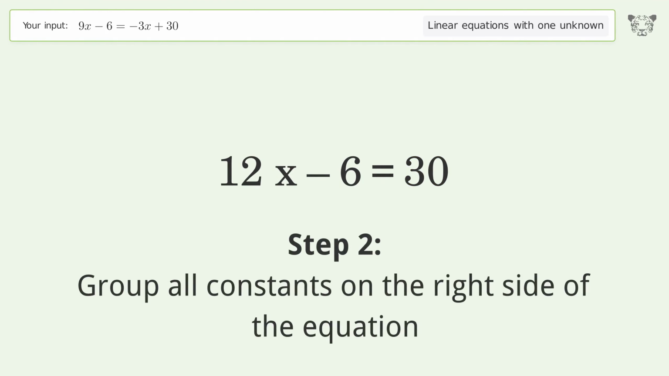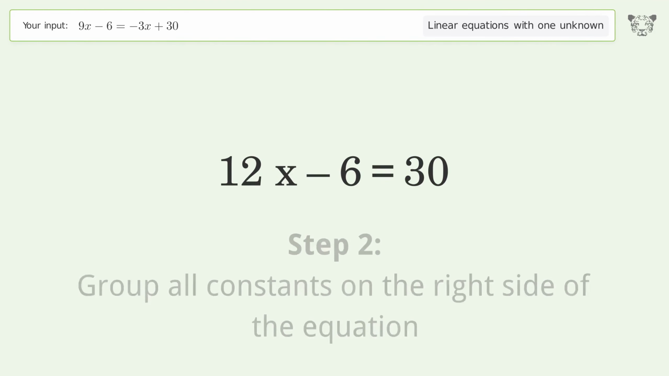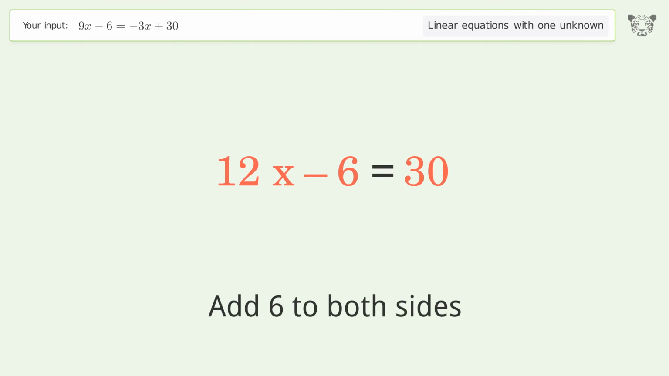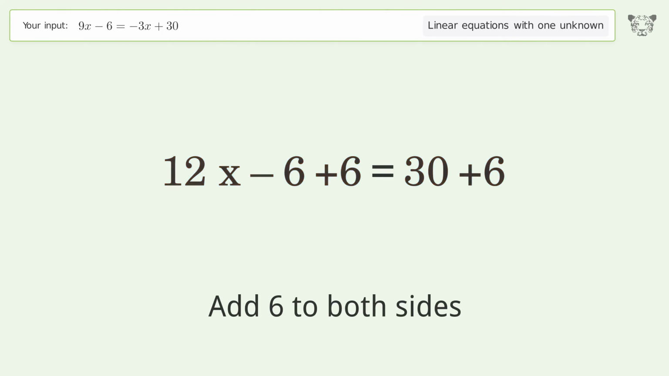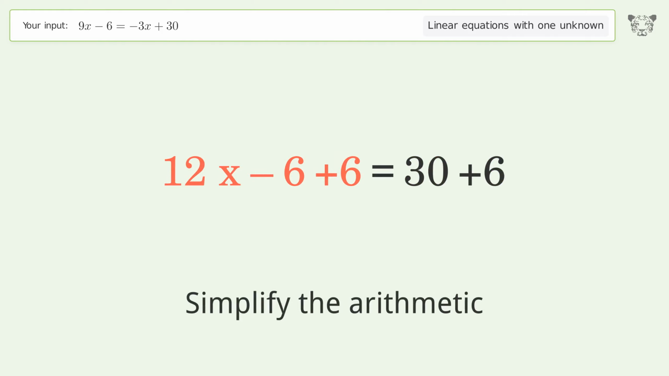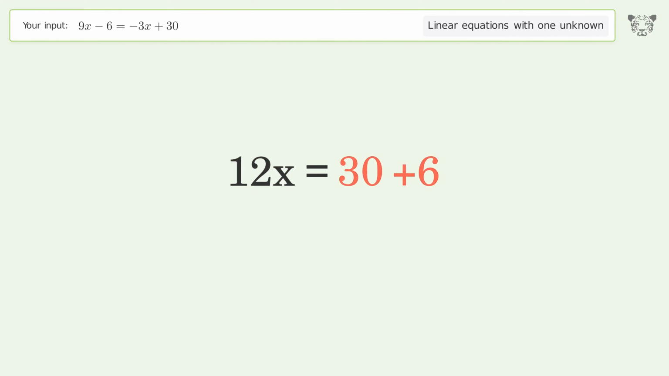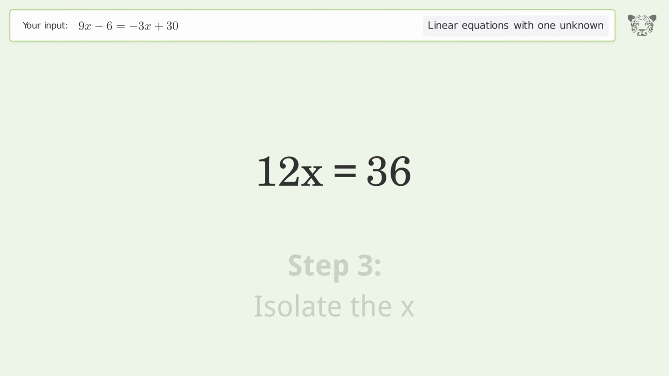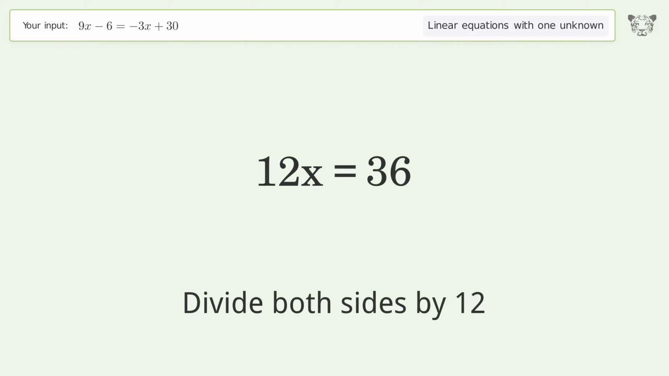Group all constants on the right side of the equation. Add 6 to both sides. Simplify the arithmetic. Isolate the x. Divide both sides by 12.